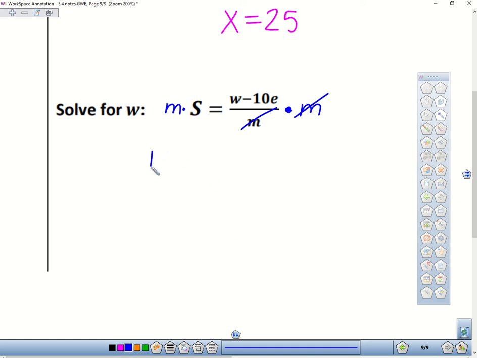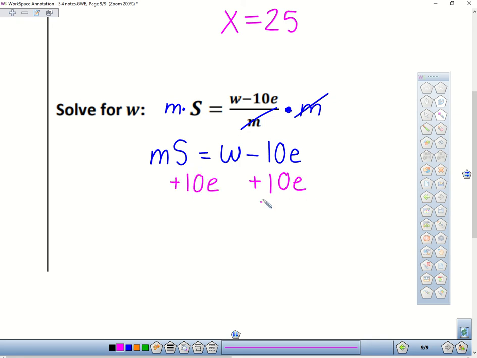That's going to leave me with M times S. You can write it in either order because multiplication is a commutative property. Equals W minus 10e. So we get to that point so far. Now we want W to be by itself. So what's in the way of W being by itself? Over here, negative 10e. We're subtracting away a 10e. So what reverses subtraction in math? Addition. We're going to add 10e to both sides.